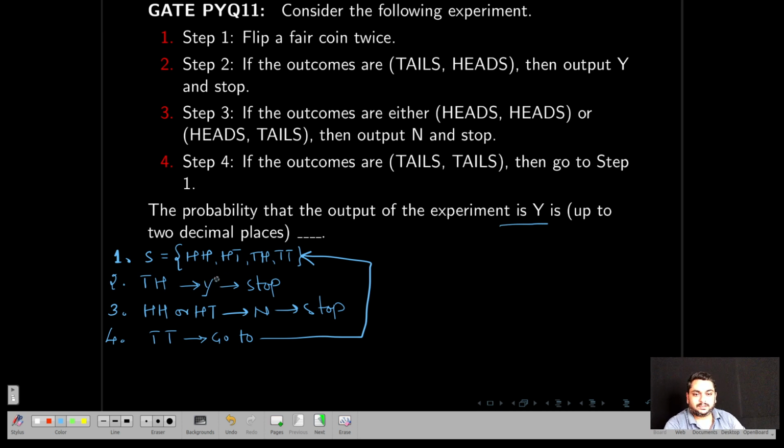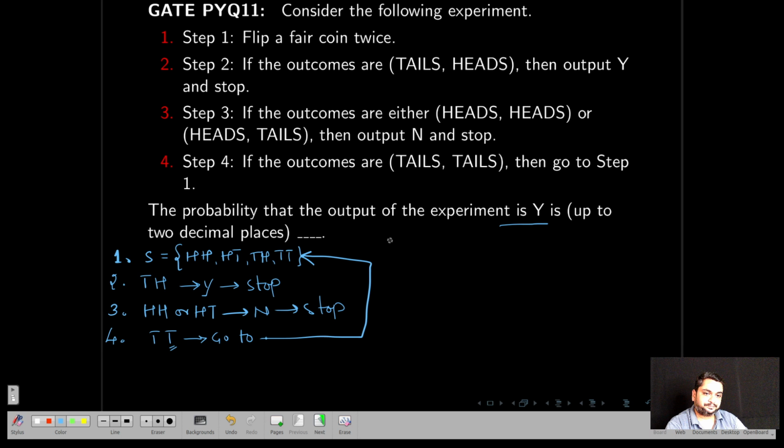See, it's not a straightforward question, because if you have stopped at this point, then it is fine. You can directly calculate it from the possibilities. But it is in a loop. If TT happens, that is tail and tail in both the tosses, then I have to again conduct the experiment, repeat the experiment. So now let us see how to solve this.